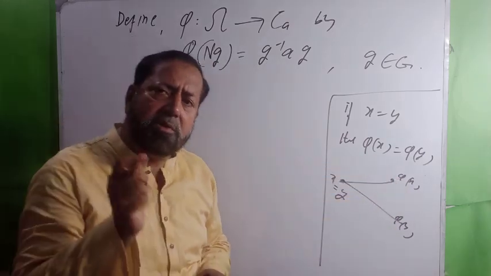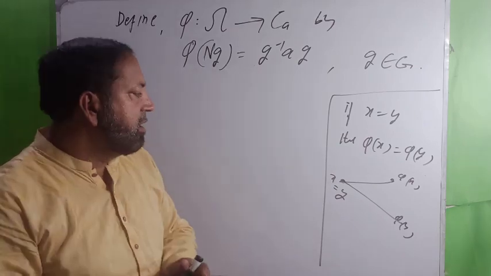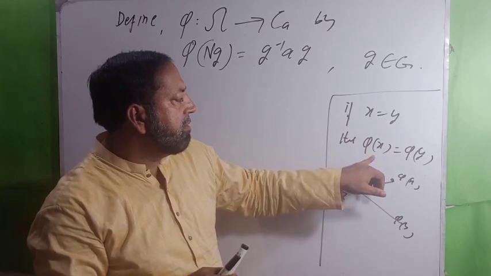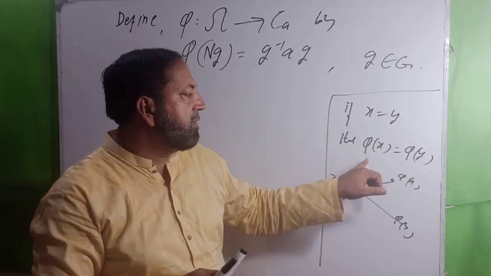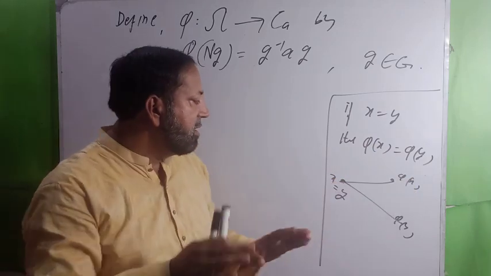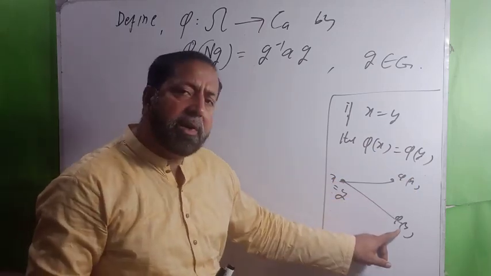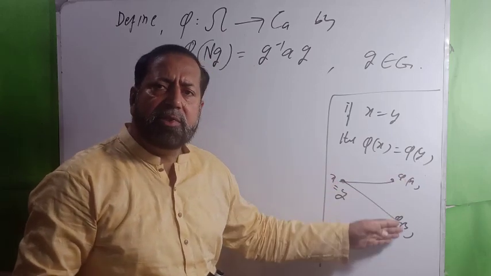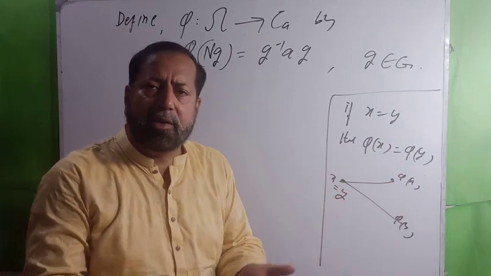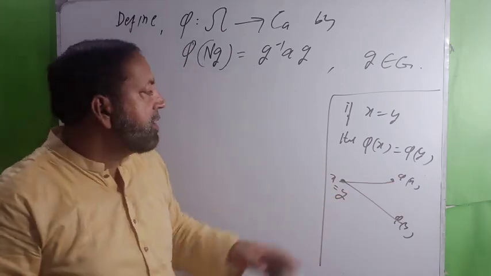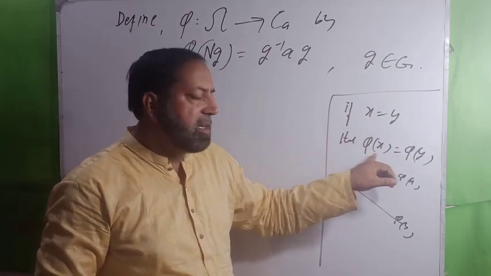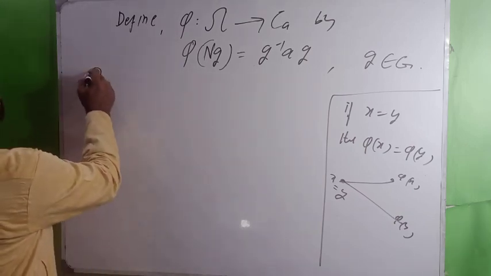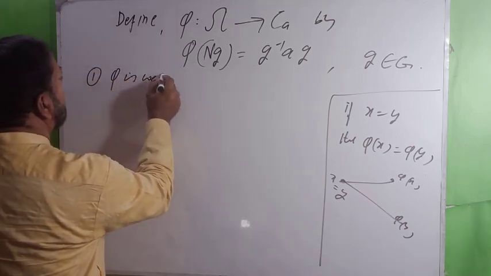So whenever you define a mapping, try to show that it is well defined. Whenever x is equal to y, we must have phi x equal to phi y. This is the definition of well defined. Because if x is equal to y but phi x is not equal to phi y, we say that x is mapped onto two elements, which is against the definition of a mathematical function, a mathematical mapping. That's why whenever x is equal to y, we must have phi x equal to phi y. Okay. So, number one, phi is well defined.